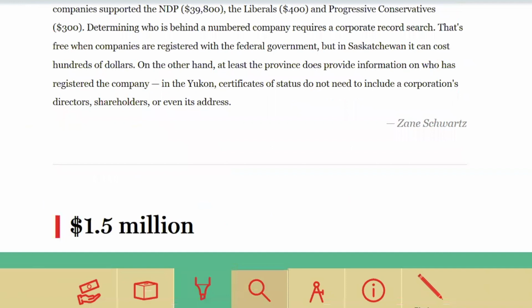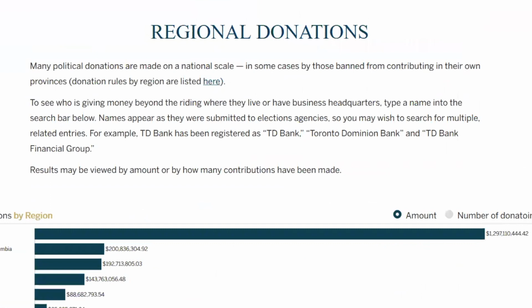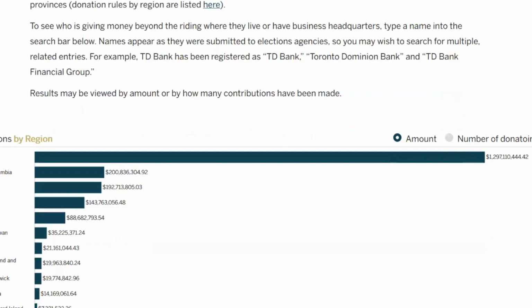So in addition to the searchable database at the top of this, we've also built some tools to highlight certain aspects. The regional donations tool allows you to see money flows between provinces. For example, some of the biggest donors in Alberta also play an outsized role in BC and Saskatchewan. A lot of Ontario money plays a role out east.